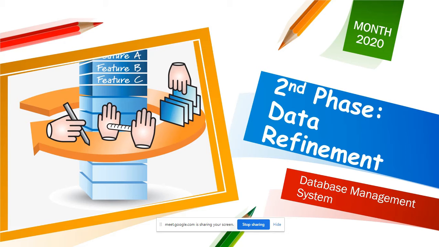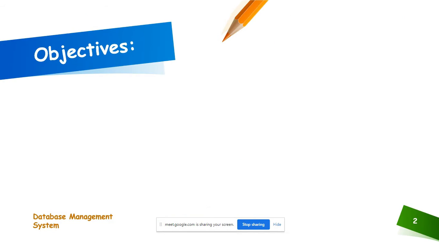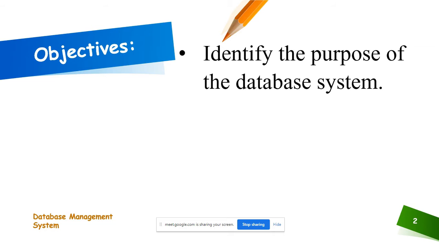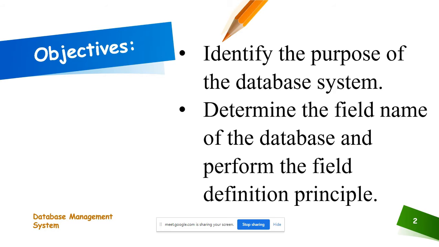This time, we're now going to proceed to the second phase of database planning and design, and that is what we call the data refinement. To start with, we have here our objectives. For the first objective, we are going to identify the purpose of our database system. Second, determine the field names of the database and perform the field definition principle.